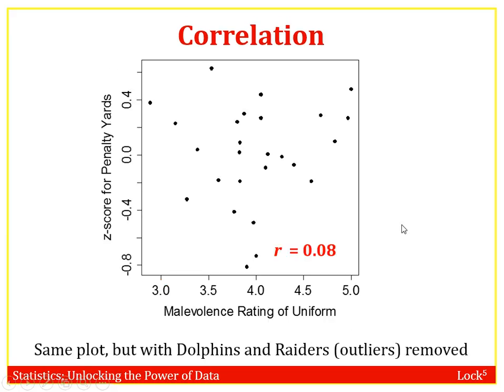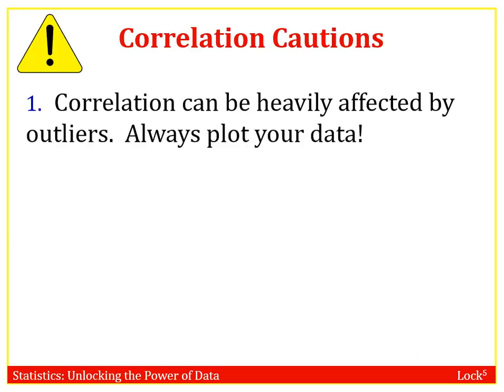If we remove those two outliers, we get a scatter plot that looks like this, and R is about 0.08. In other words, if we remove the two outliers, there's really no association whatsoever. So correlation is heavily affected by outliers. So always plot your data and look for those.